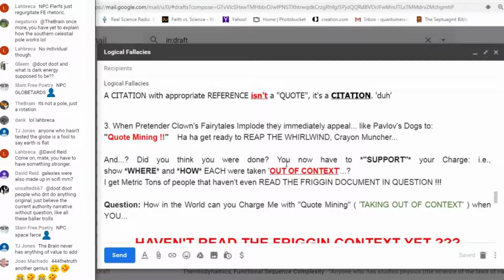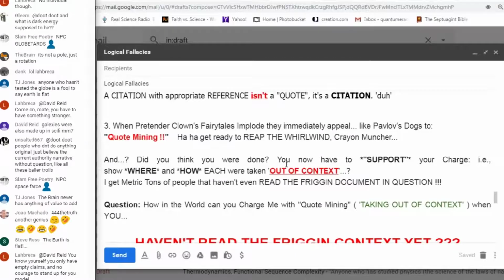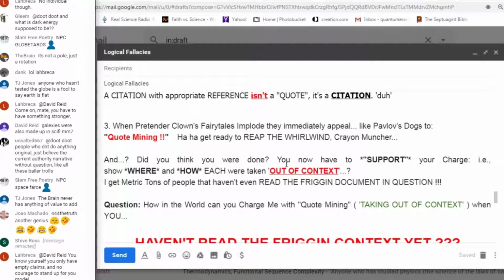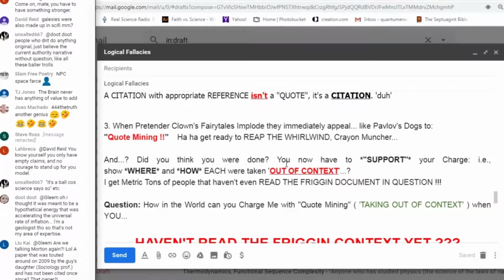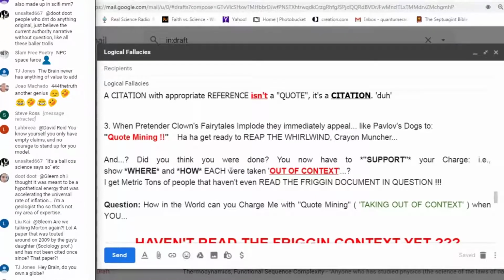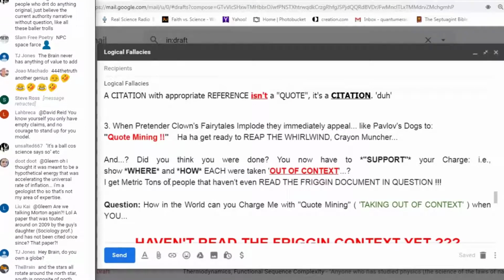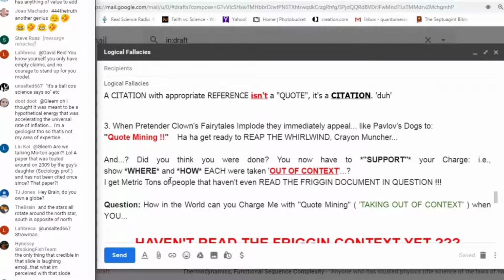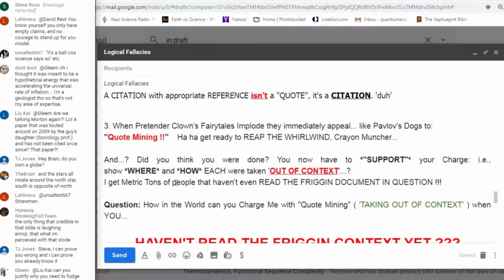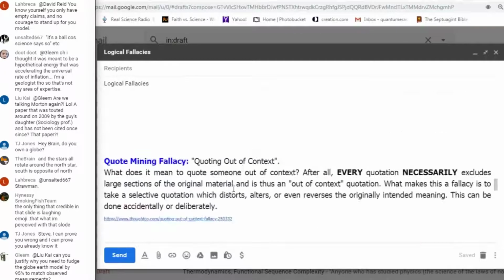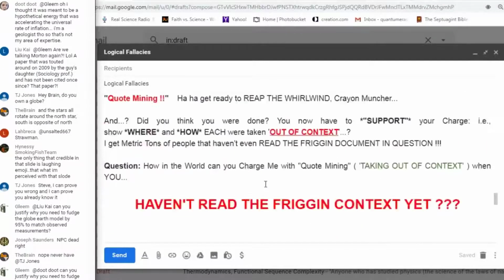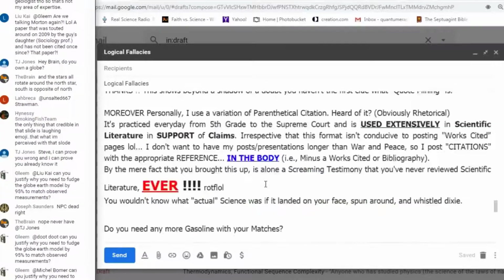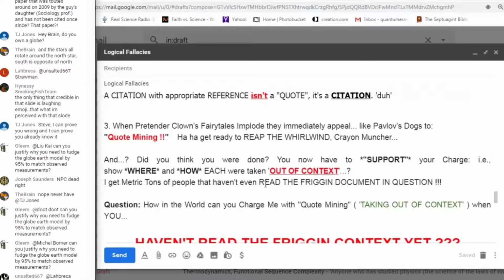You understand there's claim support other than village idiots. You understand that when you make a claim, you have to support it. Just because you say it doesn't make it so. You have to support it. So to support your charge of quote mining, crayon munchers, you have to show the actual citation, or quote as you call it, where and how each were taken out of context, because that's the definition of it. You follow? You want me to get the crayons out? I will, as long as you promise you don't munch them.